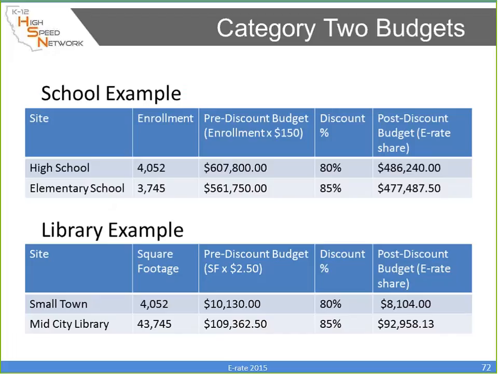So here's your example. When I say pre-discount, that's a key word to keep in mind. You are going to pay some out of pocket. That's the way E-rate works. You have to have some skin in the game. So for our high school with 4,052 students enrolled at $150 per student, that gives us a budget of $607,800. So that's our budget, meaning we're going to pay 20% of that because we're an 80% district. E-rate's going to pay $486,240 of that. You can use that budget toward any Category 2 services.